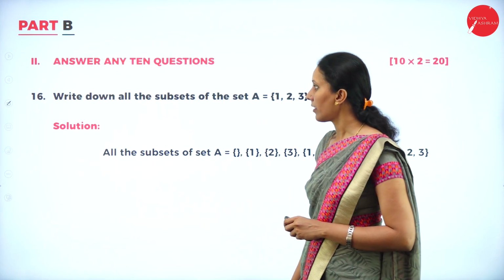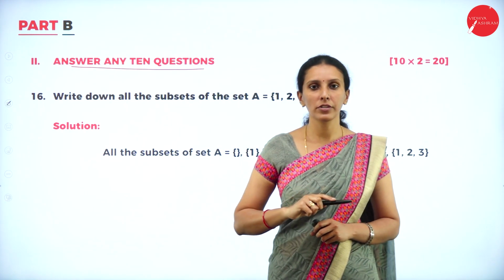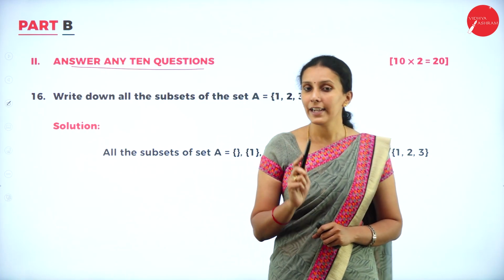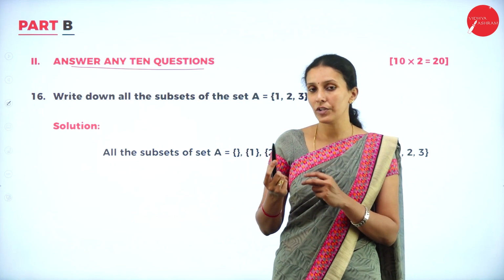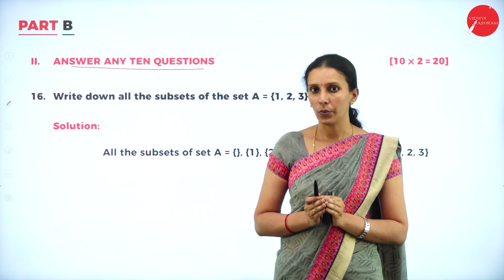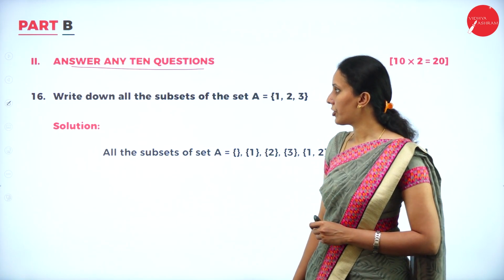Next, answer any 10 questions. So here is part B section. As I said, you have to answer only 10 questions out of 18 questions. So extra 8 questions are given. Choose the questions properly and attempt 10 questions. So here is the question given in the model question paper.